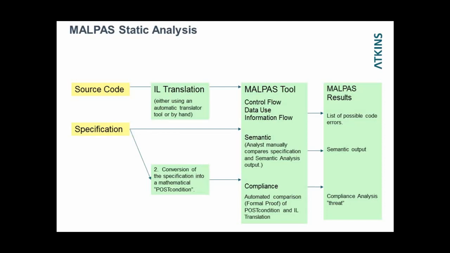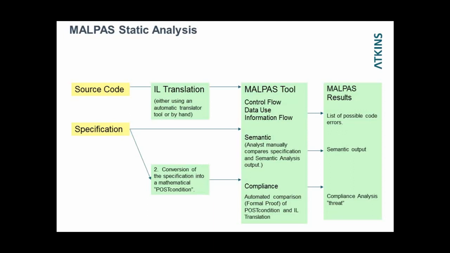Now, the intermediate stage in doing that is that the specification that you have for the software has to be converted into what we call a post condition. And this is a mathematical representation of what the specification is. There is a sort of condition on this type of analysis that you have to have a pretty good specification for your code, and it has to be consistent and well formed before this type of analysis is possible.